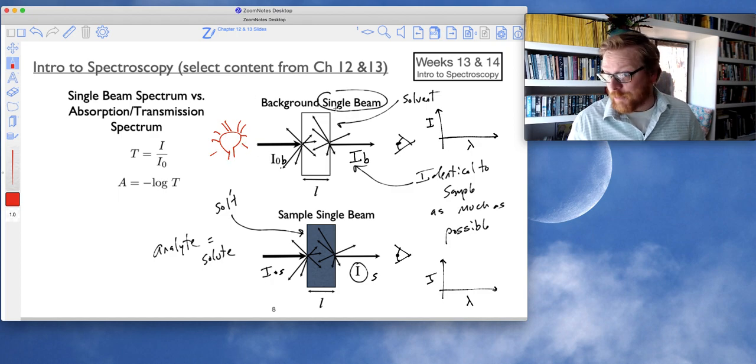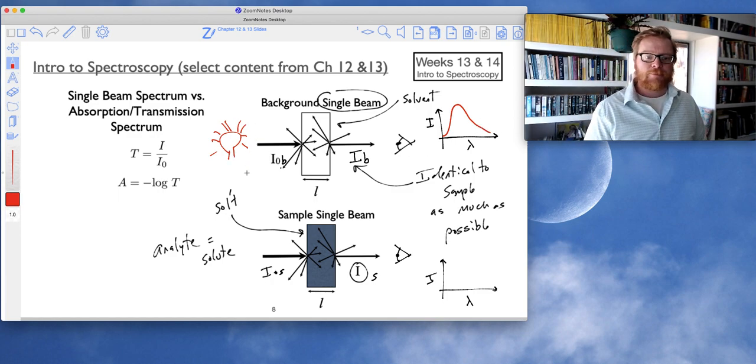Right, and particularly for the background single beam, since we're only going to get these scattering events, generally what we will see is a nice looking Boltzmann distribution, okay? So it's going to look something like this, because that's what the intensity of our light source would look like, all right?